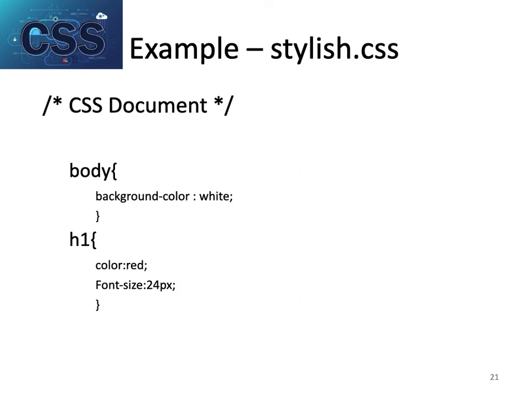Two selectors are here, body and h1, and body tag is having a particular attribute background-color, and that background color is set to white. Semicolon is specified, curly brackets are closed. For the second selector, that is the h1, color is red and font size is 24 pixel. Okay, so this is saved as stylish.css. How we can add this particular stylish.css to a web page, that we will see now.